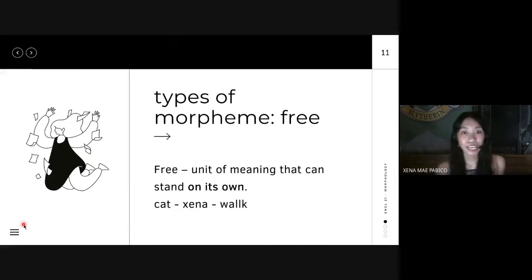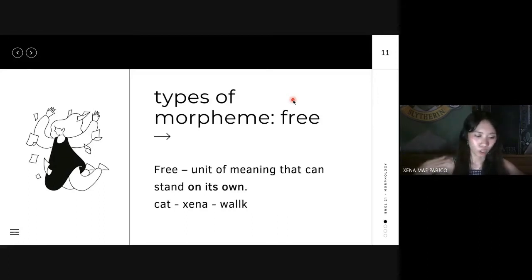In any language there are at least two basic types of morphemes. The first one are free morphemes. Are you still with me? Am I being too fast? It's okay. Fine.